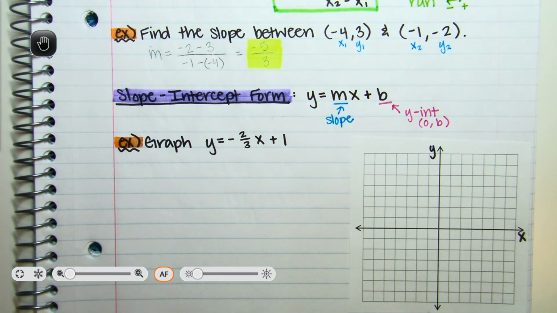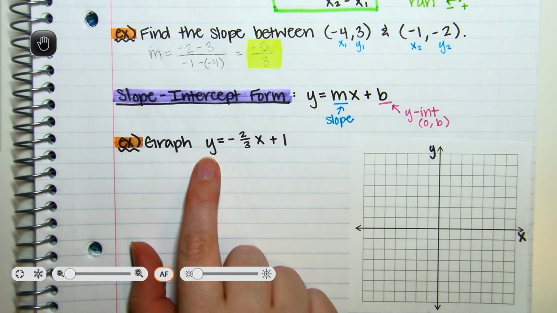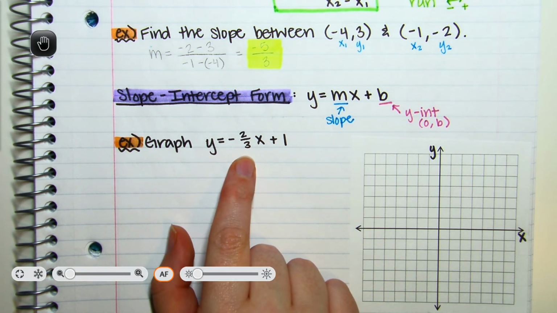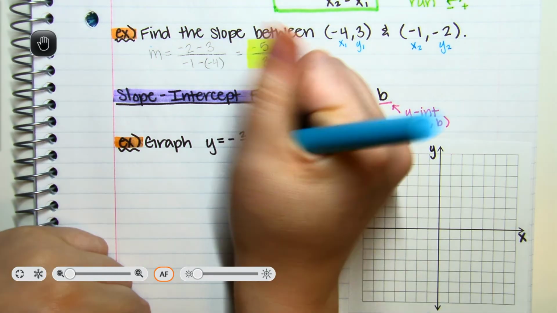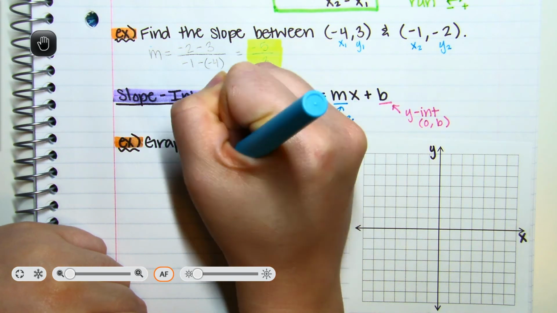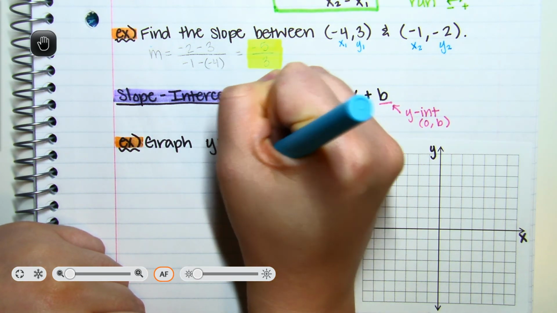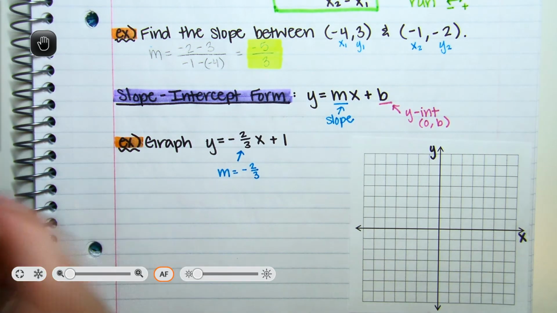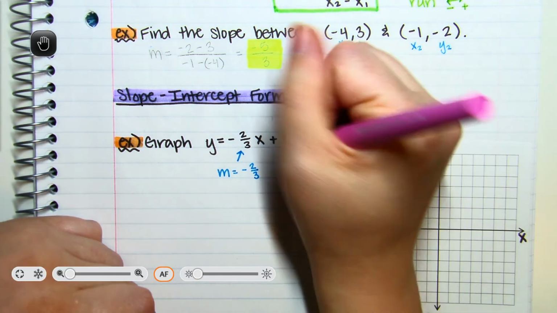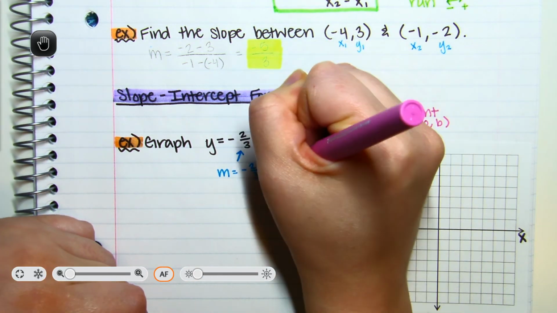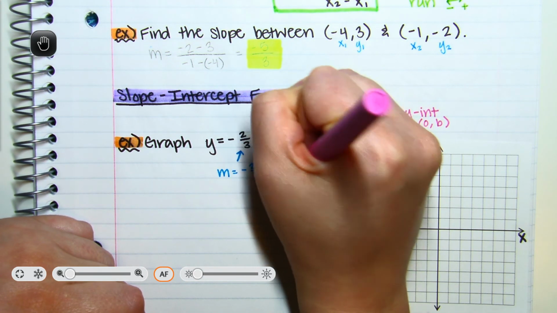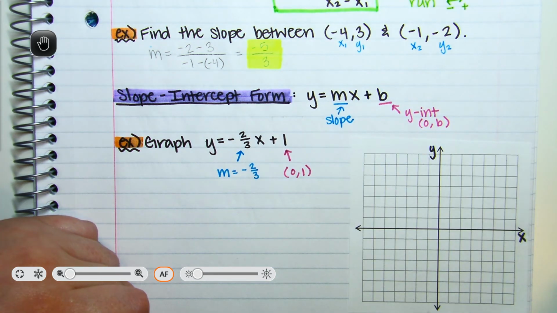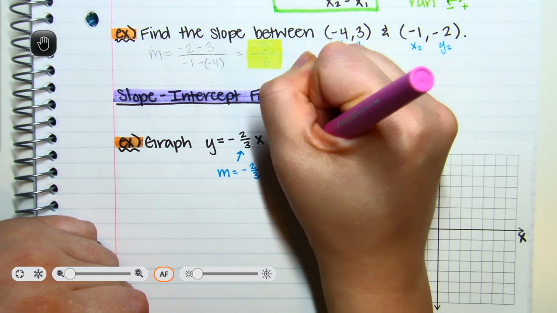So let's go ahead and look at an example of graphing this. So we want to graph y equals negative 2/3 x plus 1. So if I'm looking at this, my slope is negative 2/3, and my y-intercept is 0, 1. That's my y-intercept.